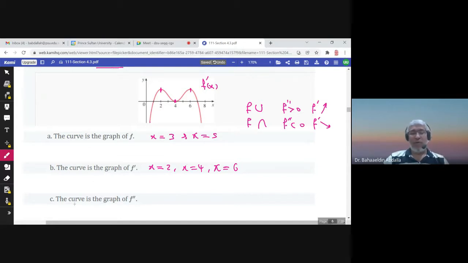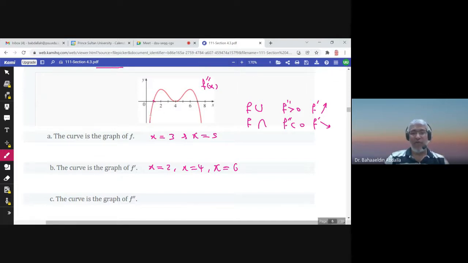Now, one more step. What if f double prime has this curve? So this is the graph of f double prime, not the graph of f or f prime. All right. This will help us too. f is concave up when f double prime is positive, and concave down when f double prime is negative. So f changes concavity at the points where f double prime changes from positive to negative or from negative to positive.